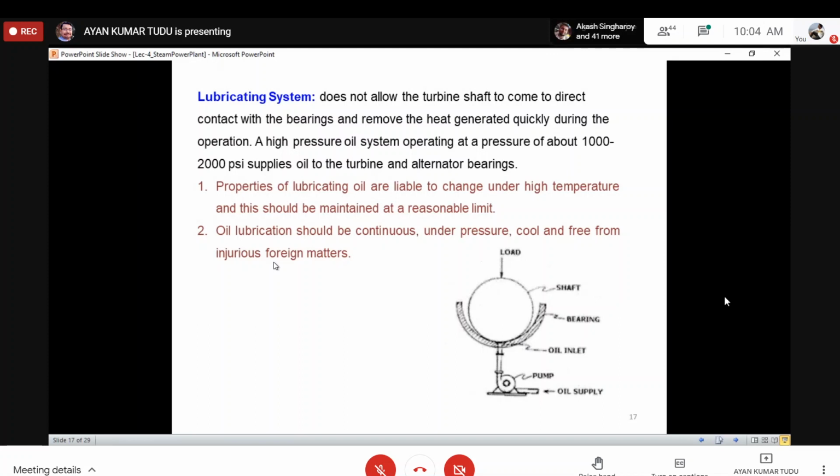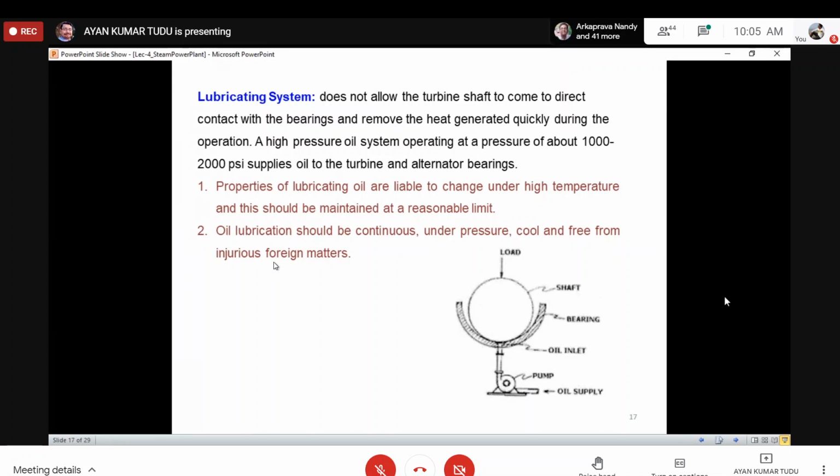So what are the properties? One can see the properties of lubricating oil are liable to change at a high temperature, and this should be maintained within a reasonable limit. It means whenever the temperature of the lubricating oil increases, that oil has to be removed quickly from that particular region. This way, if there is a continuous flow of oil, the temperature of the bearing can be maintained at a specific temperature.